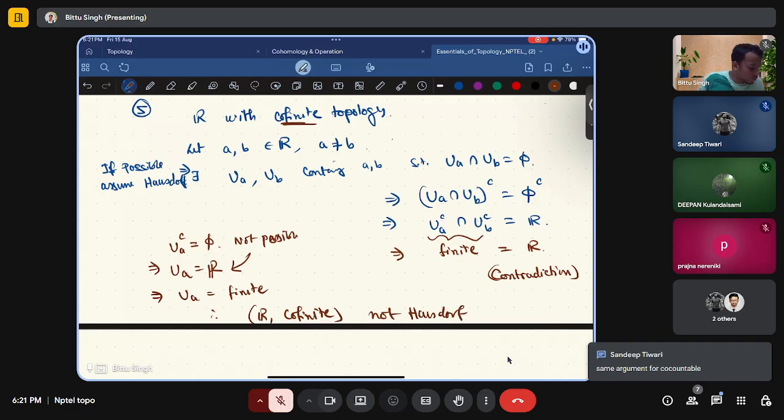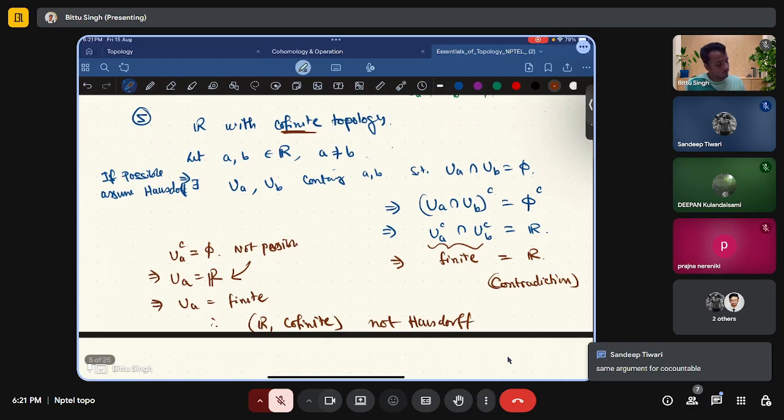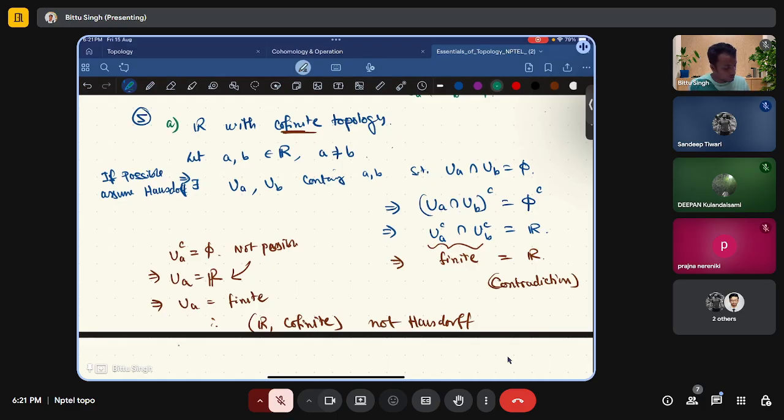Exactly. The same argument can be applied for the co-countable topology, right? So I am writing this as A. Similarly for B, R with the co-countable topology is not Hausdorff.